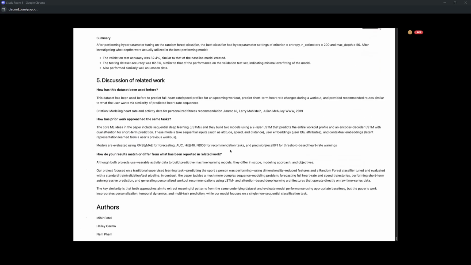So this data set has been used by the professor in his study. He used a different method called long short-term memory to build a sequence of information where he's predicting the heart rate, and then builds recommendations for users who want to achieve that similar heart rate. For us, we are using a more traditional supervised learning task where we are focusing on one label and a non-sequential classification task.